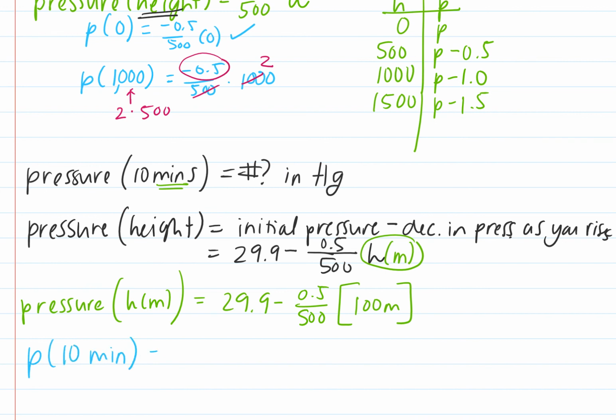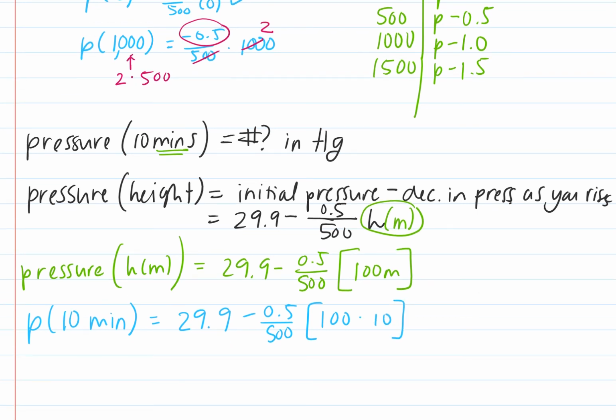Well, the pressure is going to be 29.9, that pressure at sea level, or the initial pressure, minus 0.5 over 500 times 100 times 10. This is super messy, but whatever. Just throw it into your calculator. And what you're going to get is 28.9 inches of mercury.